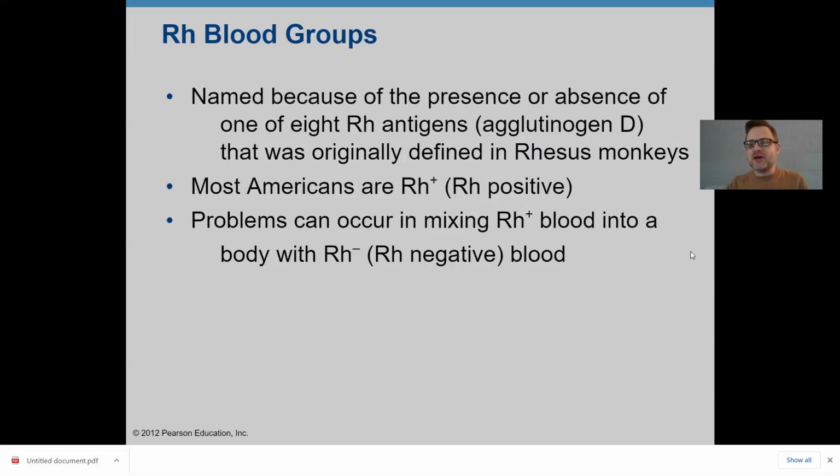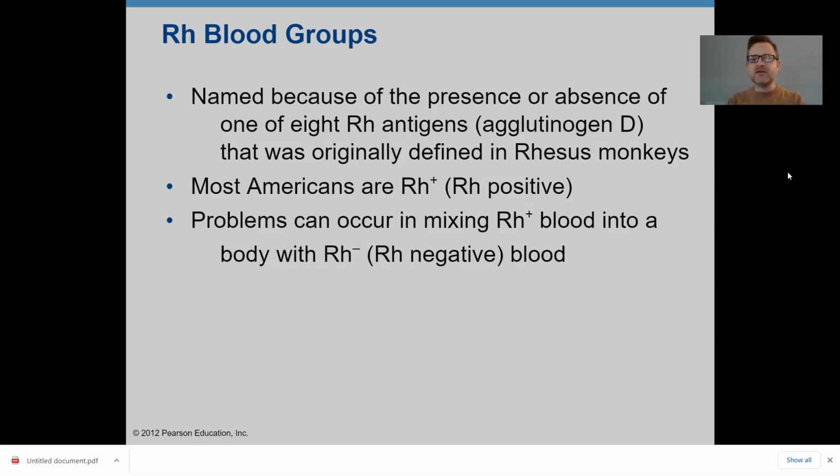So what's the deal with the Rh factor? This is the deal with like A positive or O negative. The Rh factor was first identified in rhesus monkeys, which is why it's called the Rh factor. This is a different antigen on your blood cells. And basically either you have it or you don't have it. It's actually 8 different antigens, but long story short, you have it or you don't, right? Rh positive means you have it. Rh negative means you don't.